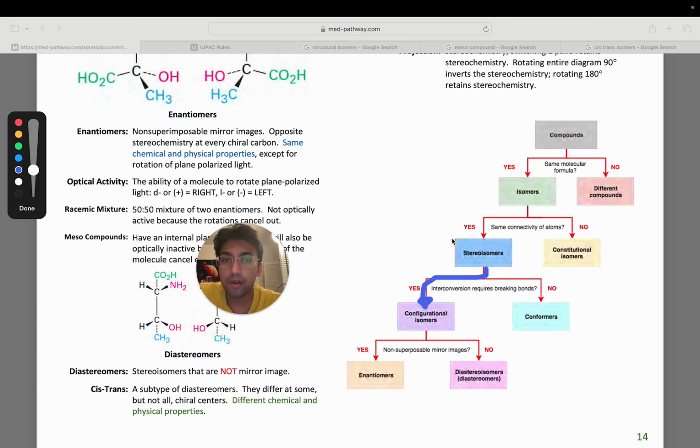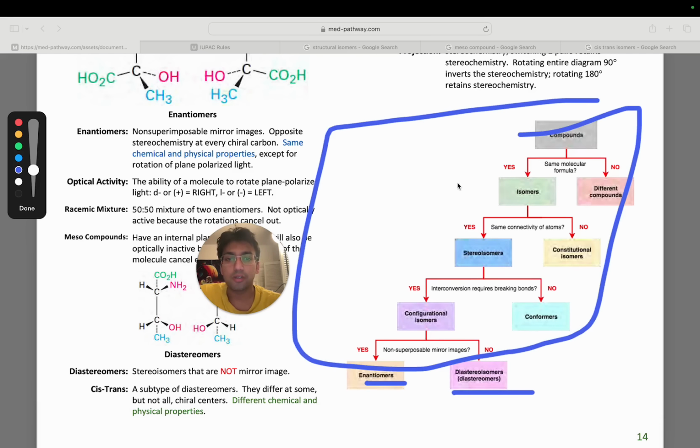So if we have to break bonds to rotate it in the way that it needs to be rotated, like it's impossible to rotate it, you have to break a bond and reconfigure it, that's called a configurational isomer. Now, configurational isomers, if they're mirror images of each other, then it's an enantiomer. If not, then it's a diastereomer. So this is a really helpful flow chart to get through this whole thing.